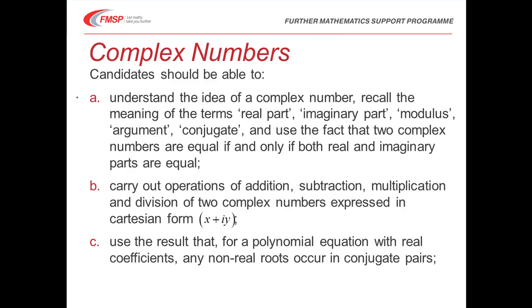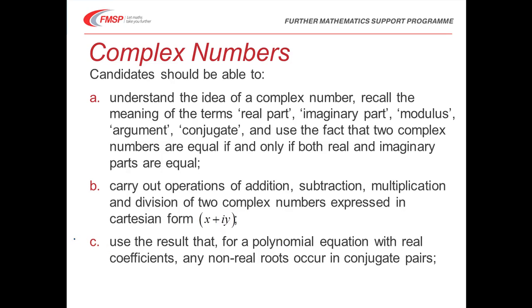So the first three points here, part A: understand the idea of a complex number, recall the meaning of the terms real part, imaginary part, modulus, argument, conjugate, and use the fact that two complex numbers are equal if and only if the imaginary and the real parts are equal. And then in part B, carry out operations of addition, subtraction, multiplication and division of two complex numbers expressed in Cartesian form. So that's in the form x plus iy.